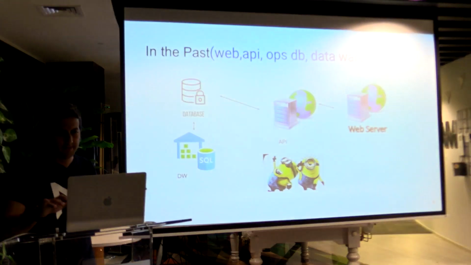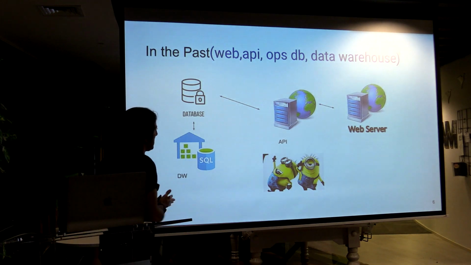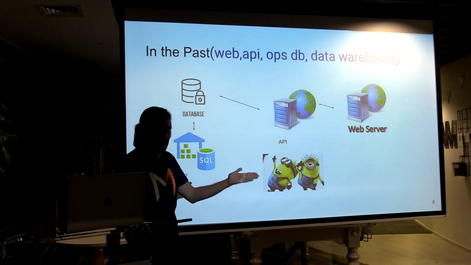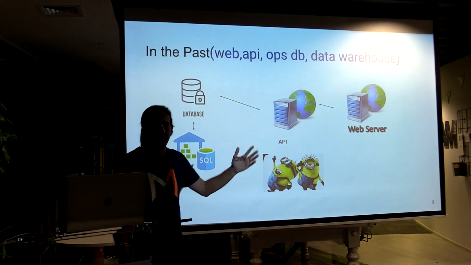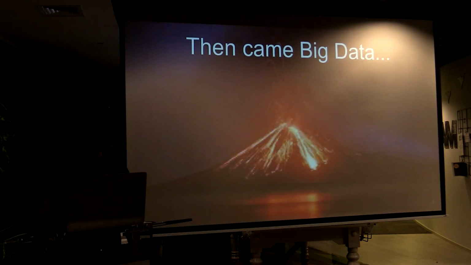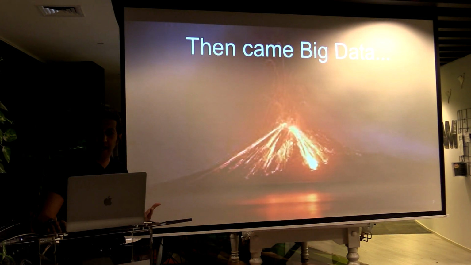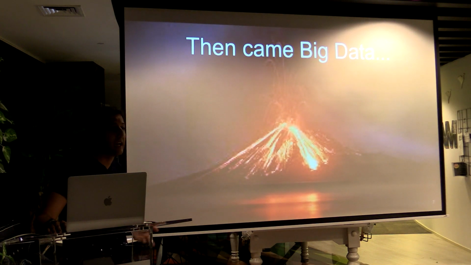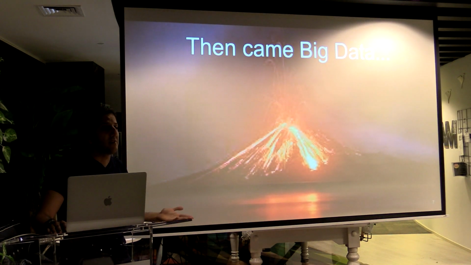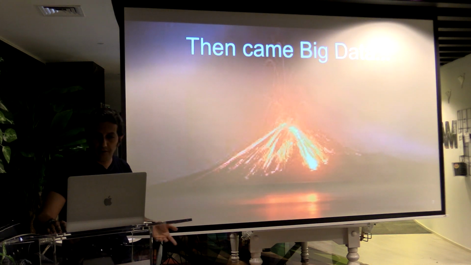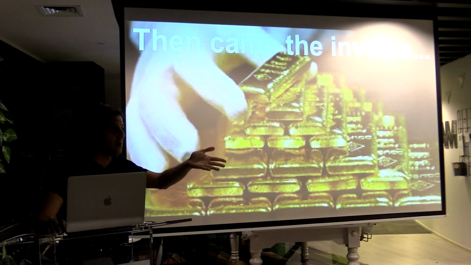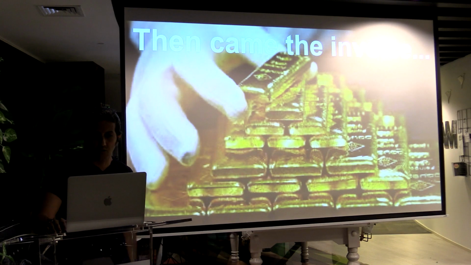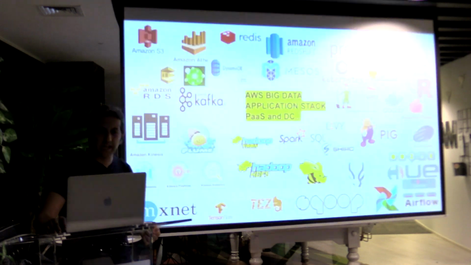A long time ago, in the past, everything was simple in terms of infrastructure. There was 3-tier architecture. There was a web server, an API, a database, and a data warehouse. Everything was rather simple. Then came the big data, and everything became very challenging. Basically, the infrastructure exploded every week. Then you know for sure you have a big data problem. Then another problem came, the cloud. And then came the invoice. It became very costly to do a project in the cloud and in big data.